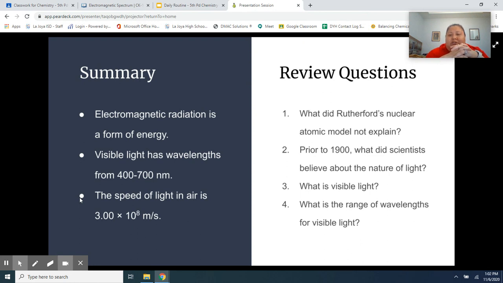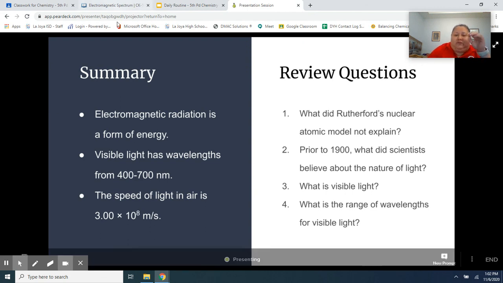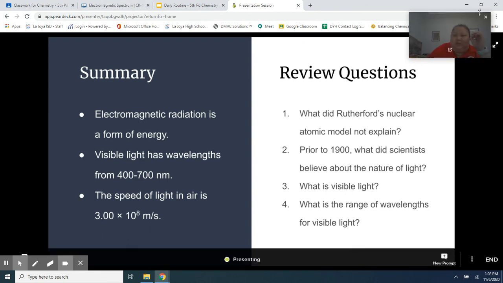What did Rutherford's nuclear atomic model not explain? Prior to 1900, what did scientists believe about the nature of light? What is visible light? What is the range of wavelengths? All right, let's see how many we can answer. Let me stop this.